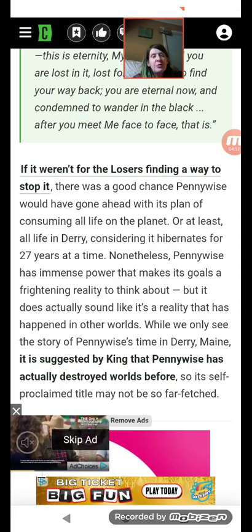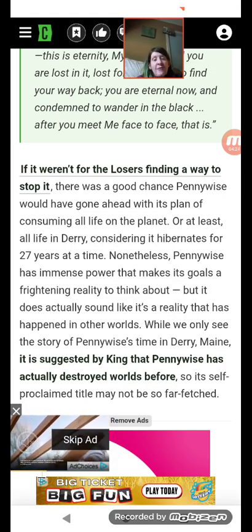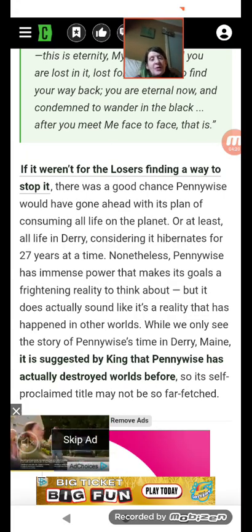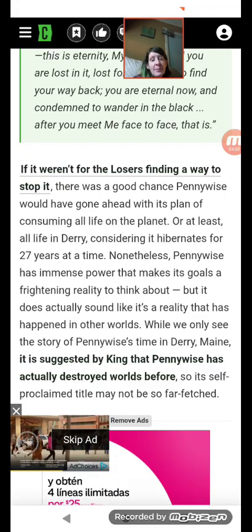If it weren't for the Losers finding a way to stop it, there is a good chance Pennywise would have gone ahead with its plan of consuming all life on the planet, or at least all life in Derry, considering it hibernates for 27 years at a time. Nevertheless, Pennywise has immense power that makes its goals a frightening reality to think about.